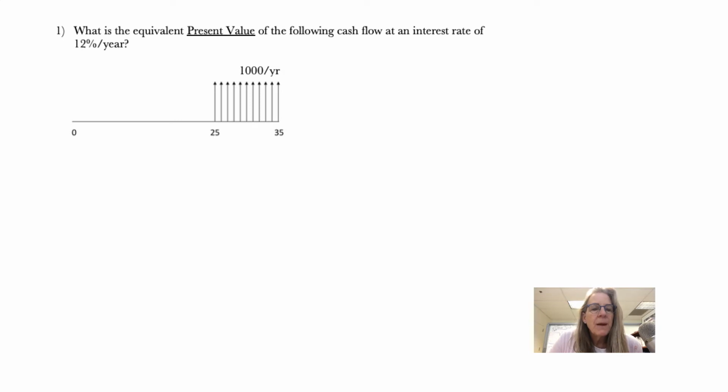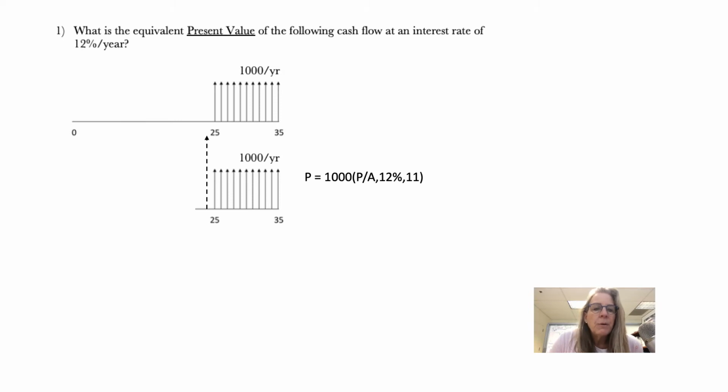So what we see is we have cash flows that are beginning in time period 25 and continuing to 35, and we need to find the value at time period 0 of that. First of all, we're just going to see that this is definitely a pattern. So we will calculate the present value of this pattern, and we'll use the equation 1000, which is an A value, times P/A, 12% for 11 time periods, because that's how we do the calculation for the present value.